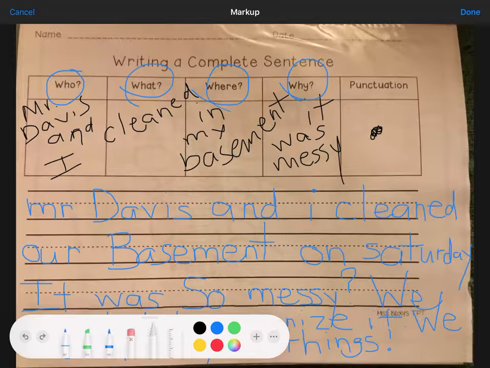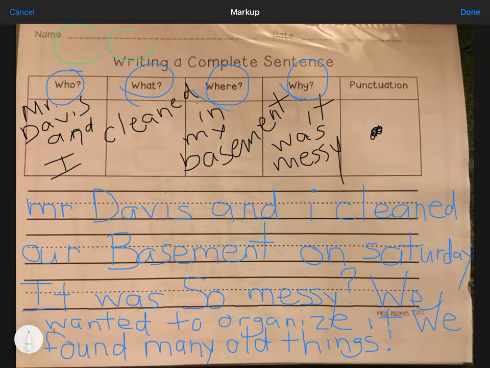There we go. Now, we are going to edit. And we are going to be checking our sentence with COPS. Okay, so C is for capitalization.